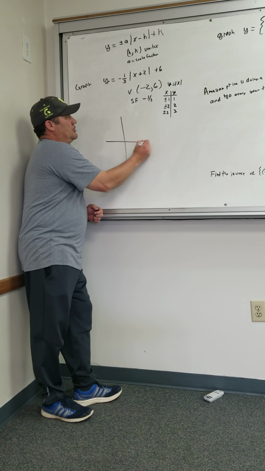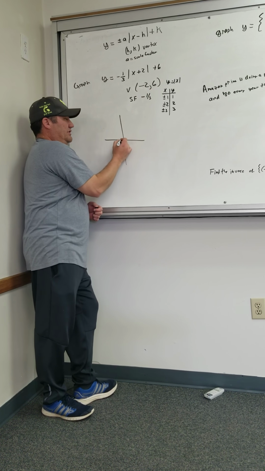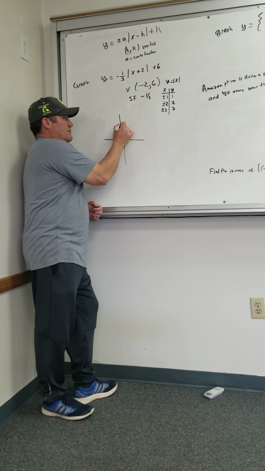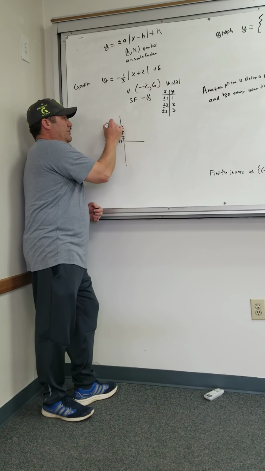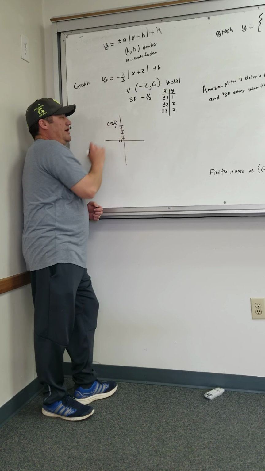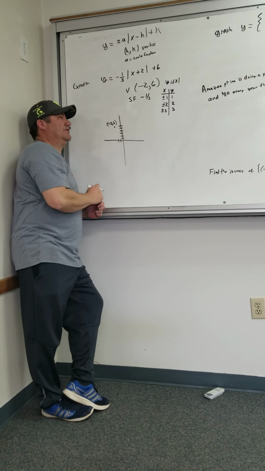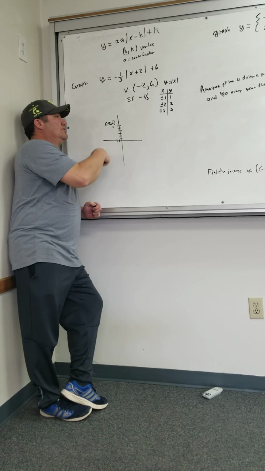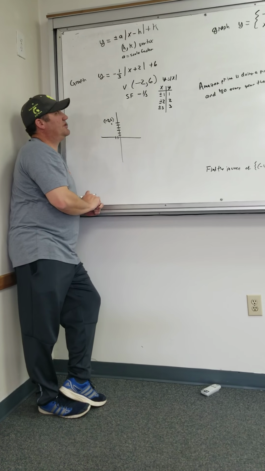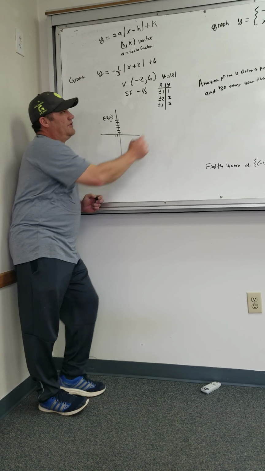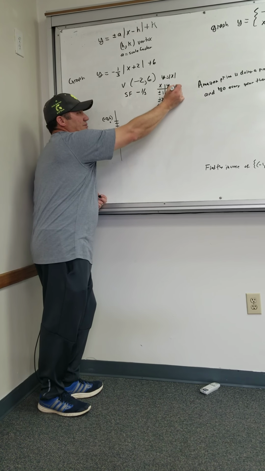So I'm going to start my graph at (-2, 6). So there's my graph point, (-2, 6). Now, why did I write it above it instead of below it? Well, I noticed here that this was negative, so it's going to open down. So I want to write my vertex point above it. Now, it's going to open down a third as wide. So every one of these values has to get multiplied by a third.